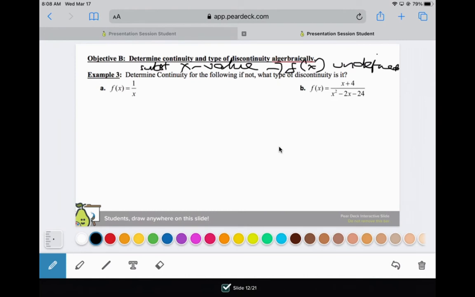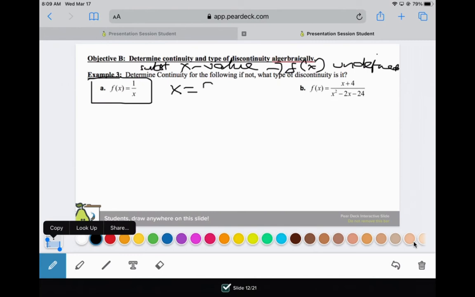So let's look at the first one. Let's look at the simple one. If anyone remembers from pre-cal, what value is going to be a problem here? If I look at this function right here, if I'm thinking about the x values, what x value, if I plug it in, means I cannot do any calculation? Yes, the 0, right?